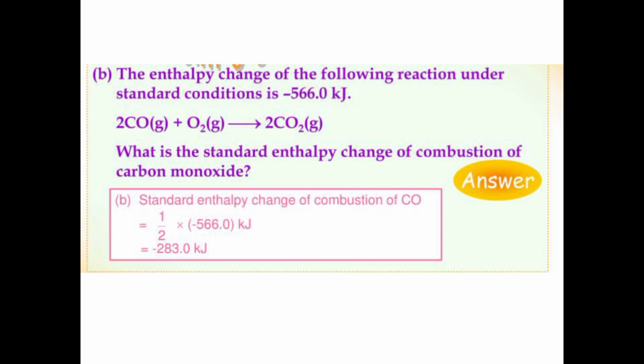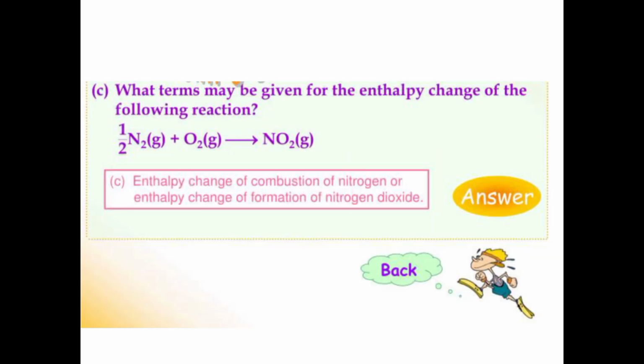So the standard enthalpy change of combustion of CO is going to be half of the standard enthalpy change. So that's why we're having 1/2 multiplied by 566.0. So the answer is minus 283.0 kilojoules. Now let's look at another one.